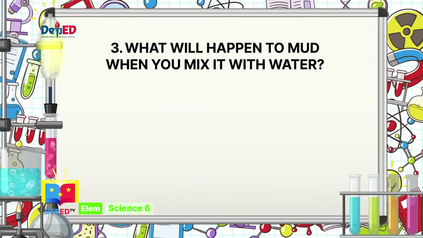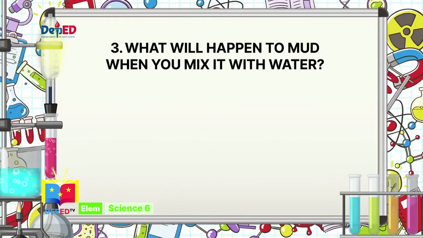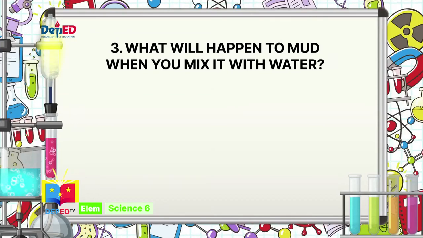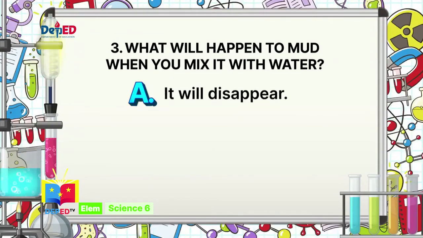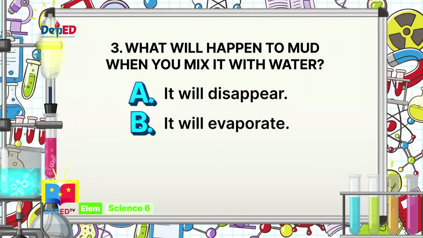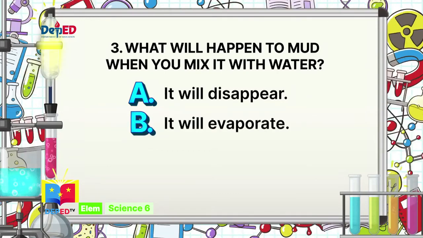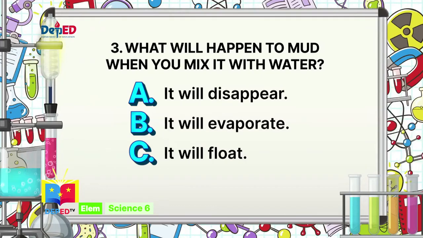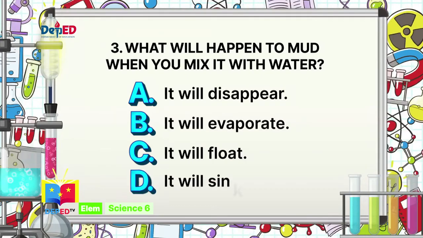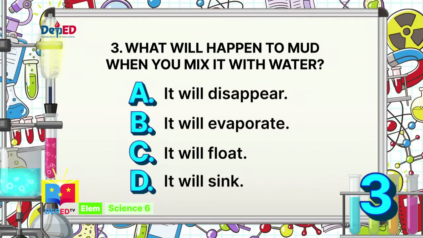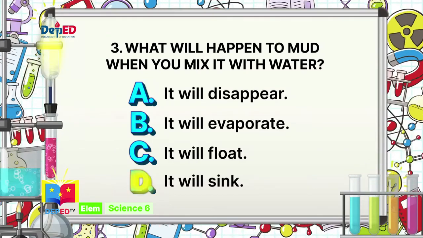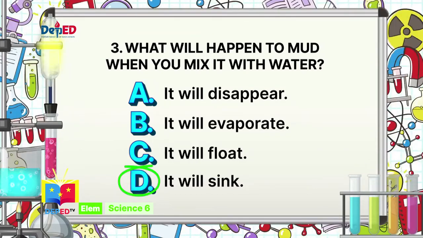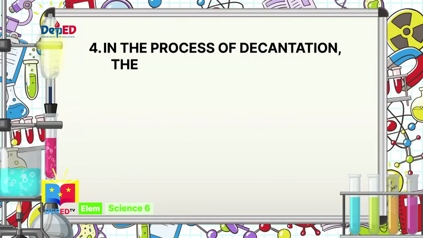Number 3. What will happen to mud when you mix it with water? A. It will disappear. B. It will evaporate. C. It will float. D. It will sink. The correct answer is D. It will sink.